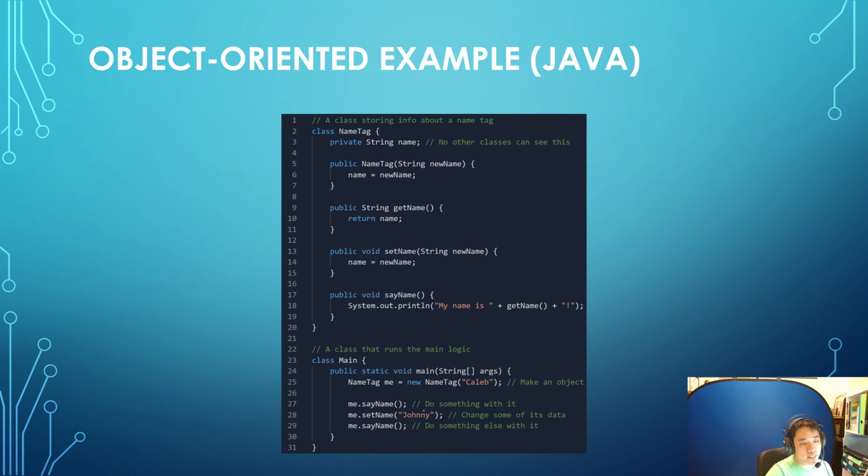We can also do stuff with the name tag now. So using the me variable, we can access different functions like say name, set name. We can just set the name to something like Johnny. We can also say the name again. You can do it however many times you want. Okay, so that is the example class in Java. So we're gonna do more of this in a bit.